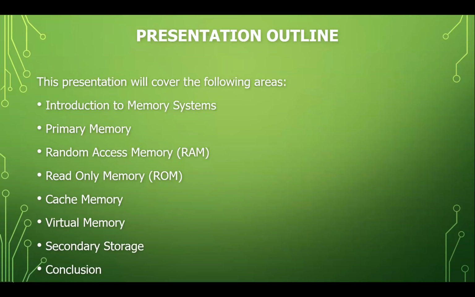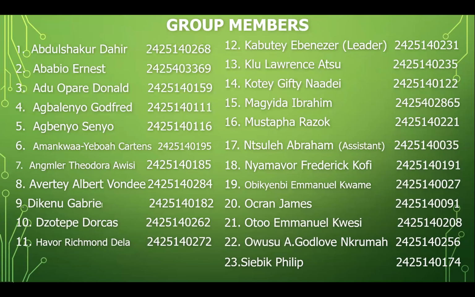Here is what we'll be covering today. Please kindly mention your group members' names so that we know those who are present. Okay. One, Dahir Abdul Shakur, I am present. I am the one presenting. And two, Ababio Ernest. I don't know if he is present. Okay. Ado Donald. Donald. Okay. We move on to the next person. Okay, Godfred.